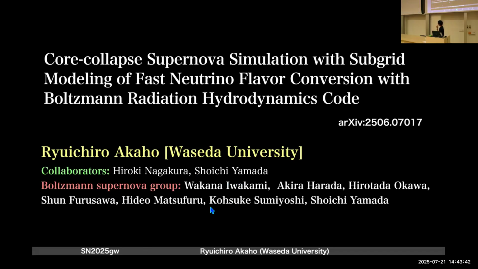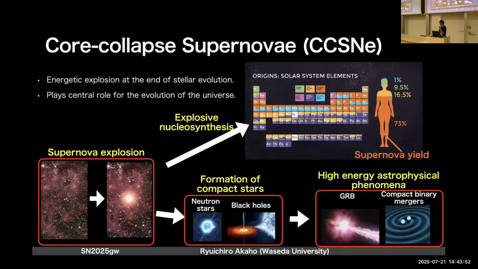And there are also several collaborators related to the Boltzmann supernova simulations. As the previous presenters have already given great reviews, I don't have to introduce this in detail, but we are dealing with core-collapse supernovae, which are an important ingredient for cosmic chemical evolution and also responsible for the formation of compact objects.